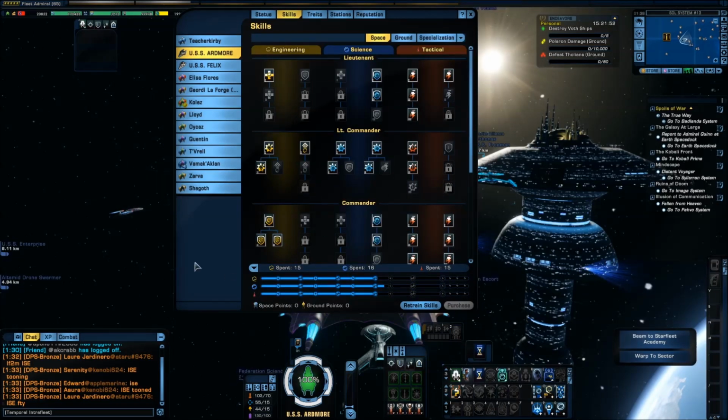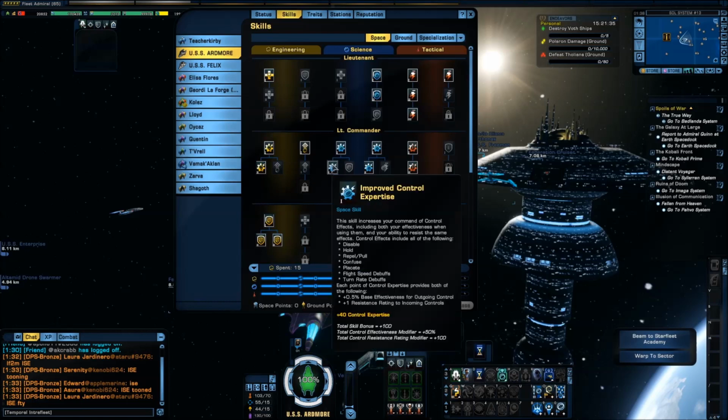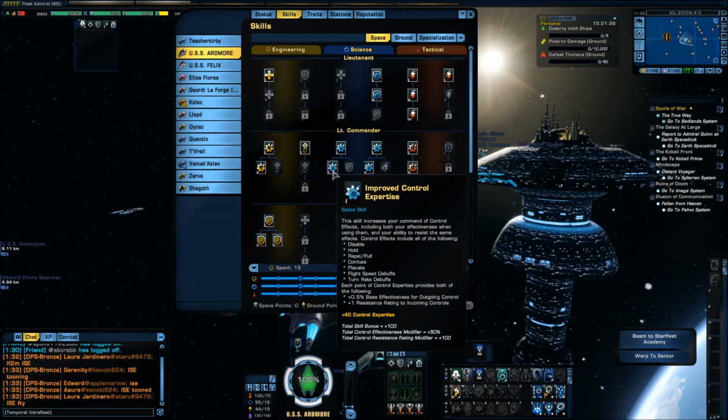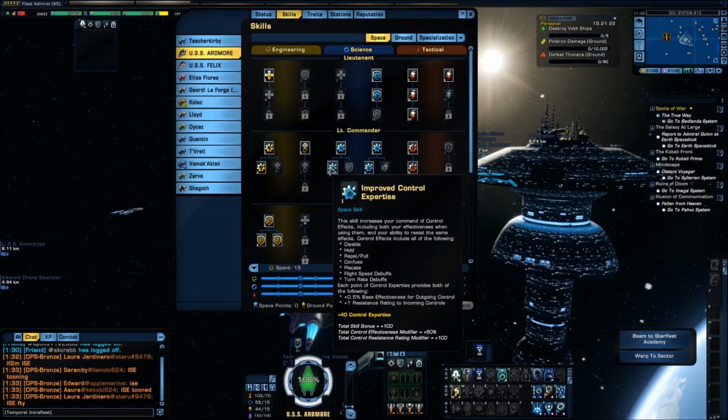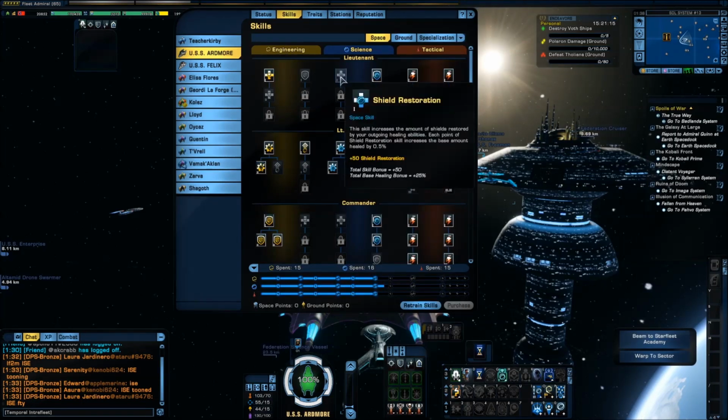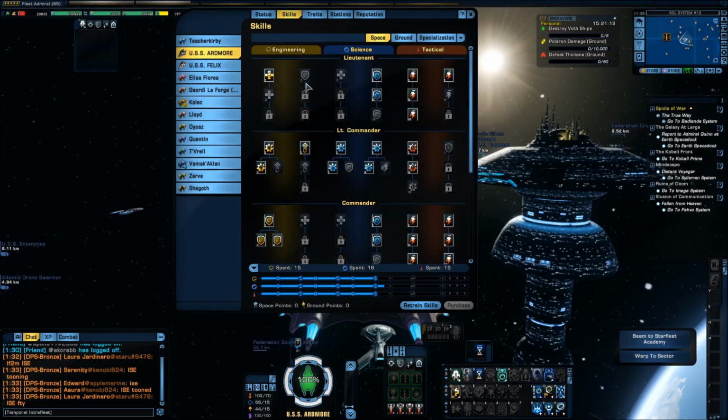I prefer to run a more balanced build. This works good for me. So here we go. You can see the skills. I want to highlight the differences from a normal skill tree. The biggest difference is here, the control expertise. Control expertise helps your gravity well pull things into it so that it can then do more damage. So I needed to take 2 points, and I took them from 1 point in shield restoration here and 1 point in hull capacity here.